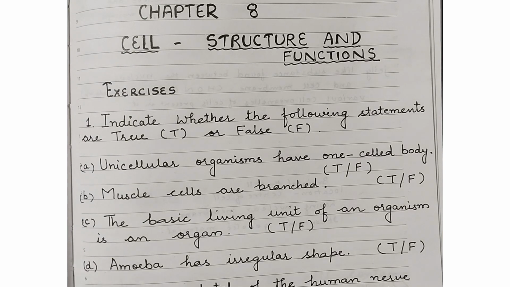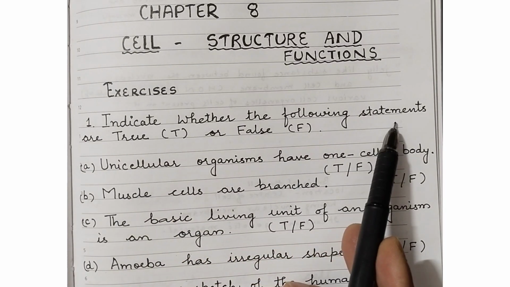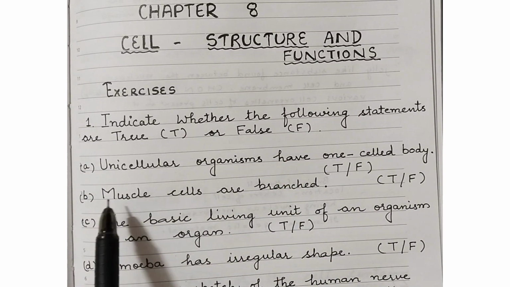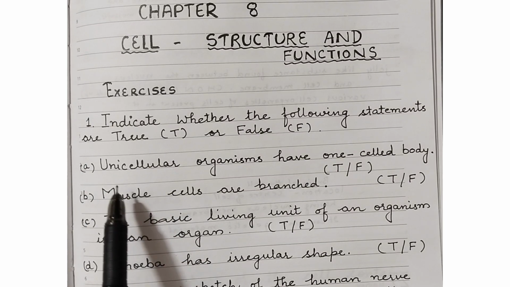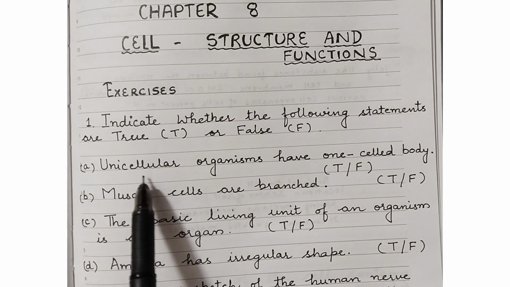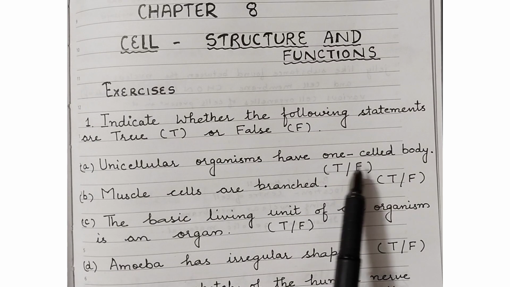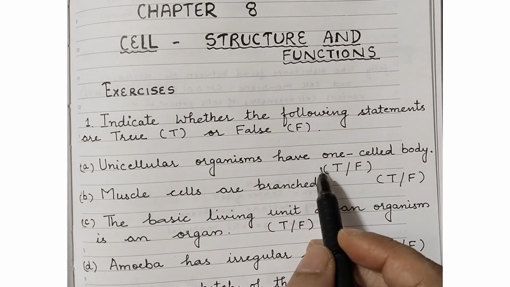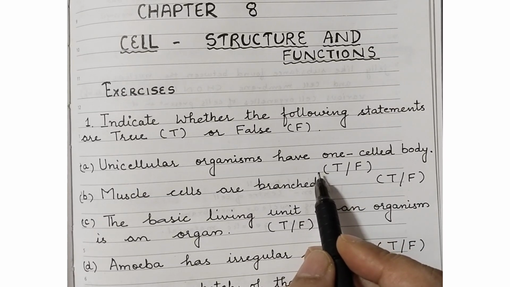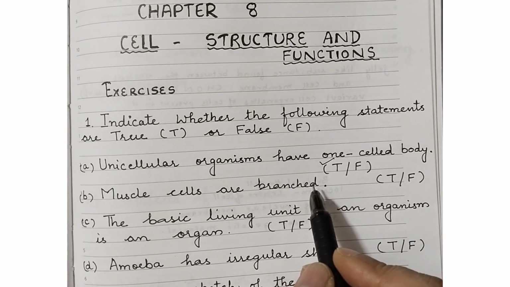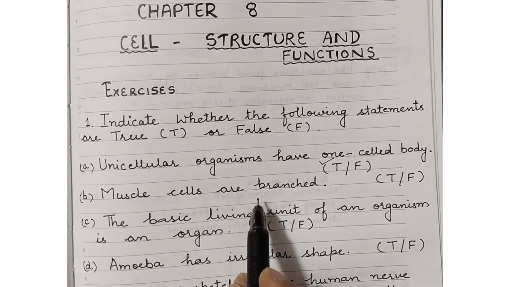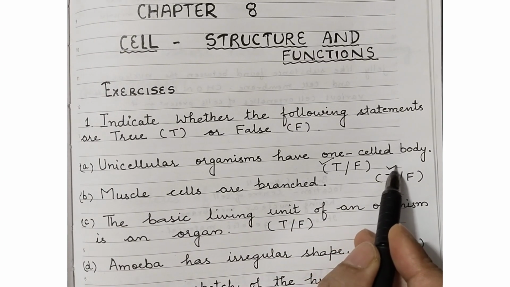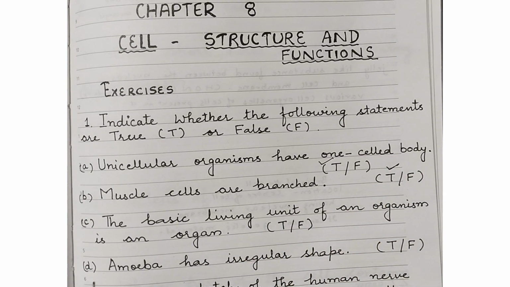Now, in the first question, indicate whether the following statements are true or false. A part, unicellular organisms have one celled body. Yes. As you know, single-celled organisms are called unicellular organisms, so this is true. Muscle cells are branched. Yes, this is again a true statement.